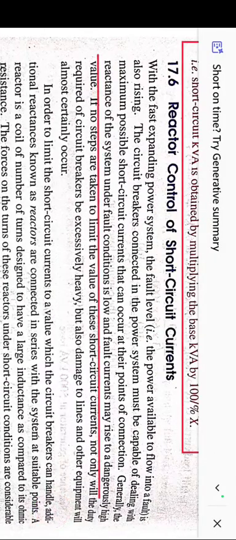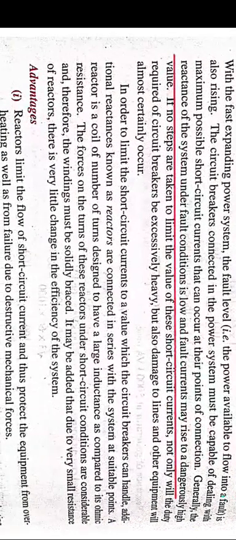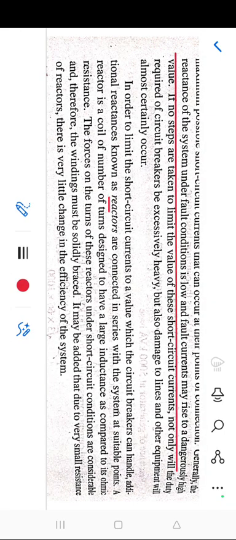If no steps are taken to limit the value of this short circuit current, not only will the duty required of the circuit breaker be excessively heavy, but damage to the line and other equipment will almost certainly occur. In order to limit the short circuit current to a value which the circuit breaker can handle, additional reactance known as reactors are connected in series with the system at a suitable point.